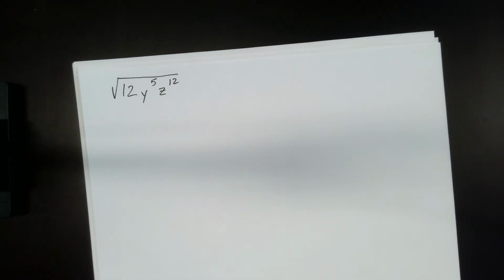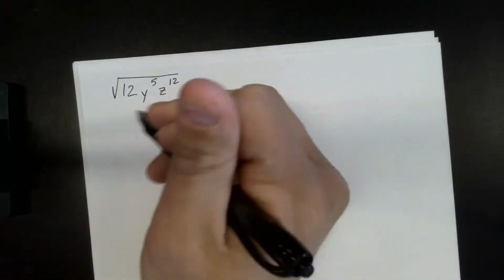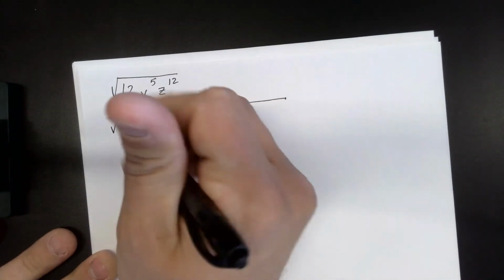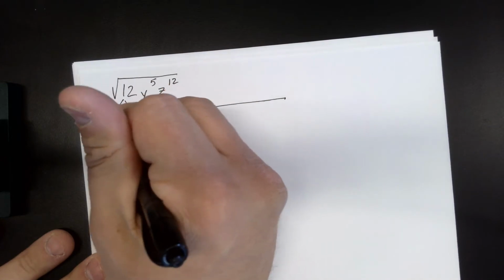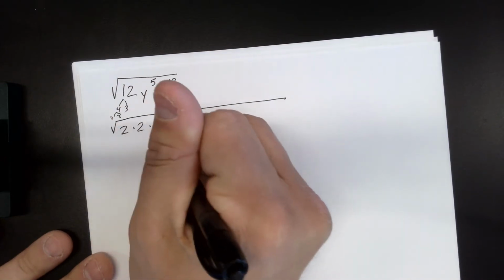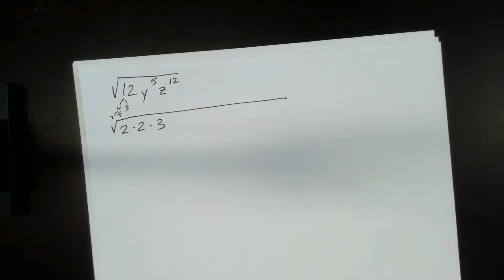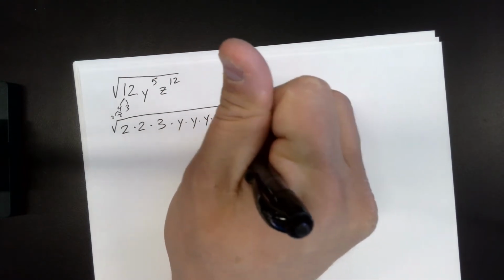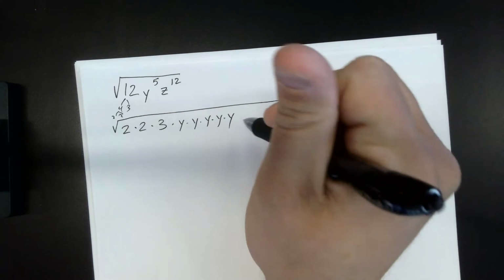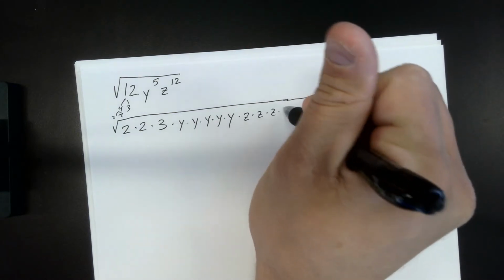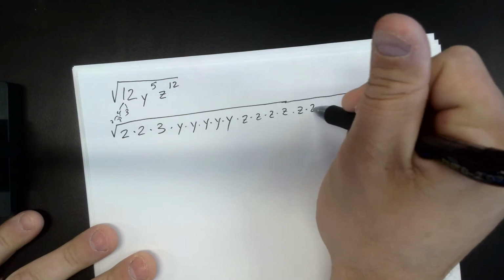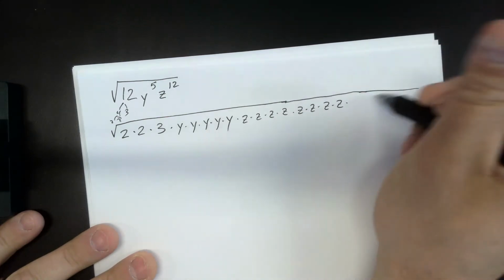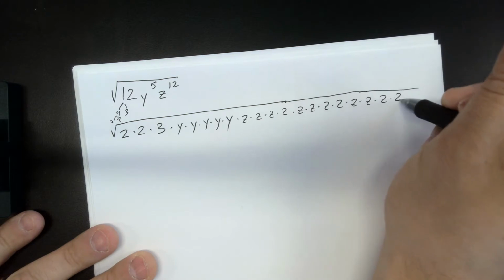Now the very first thing we're going to do is simplify down the whole number. So underneath our square root, 12 simplifies down to 4 and 3, 2 and 2, right? So we're going to have a 2 and a 3. That's what 12 simplifies down to. Now I'm going to do this the long way first, and then I'm going to show you how to do it shorter. Then we're going to have 5 y's, and how many z's? 12. So 5, 6, 7, 8, 9, 10, 11, 12.